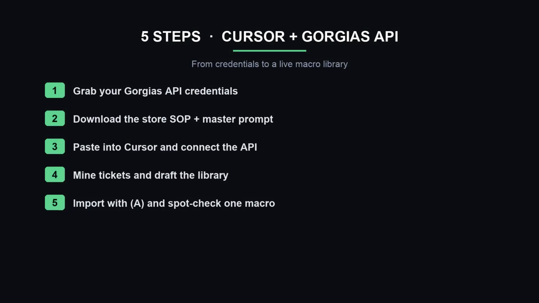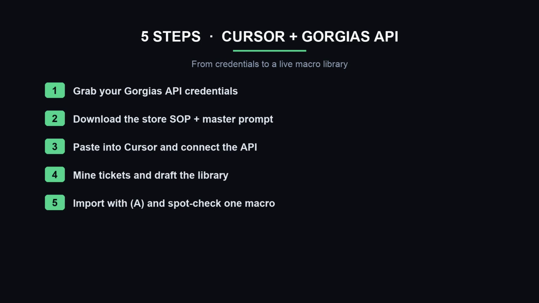1. Grab your Gorgias API credentials. 2. Download the store SOP and the master prompt. 3. Paste the prompt into Cursor and connect the API in your env file. 4. Let the agent mine tickets and draft the library. 5. Import with an A prefix and spot check one macro before your team uses it.